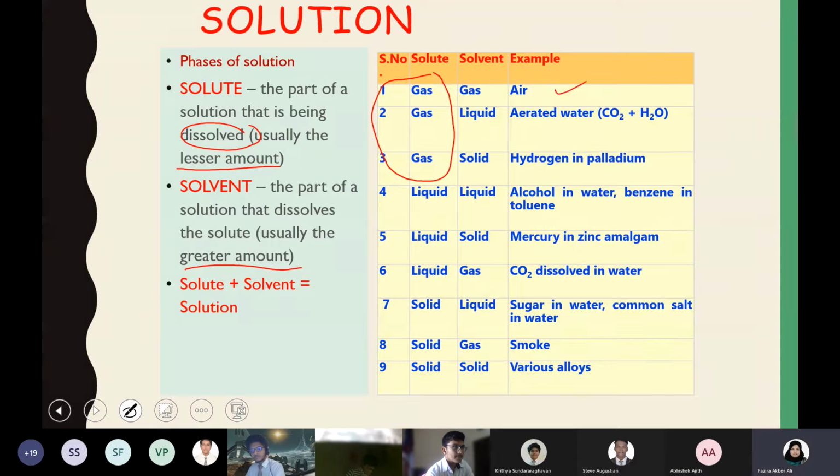In the second example, gas and liquid, you can take aerated water or carbonated drinks, where the liquid is more in quantity and the gas molecules are passed through it so that they get dissolved. That's why carbonated and aerated drinks are examples of a solution in which the solute is in the gaseous state and the solvent is in the liquid state.